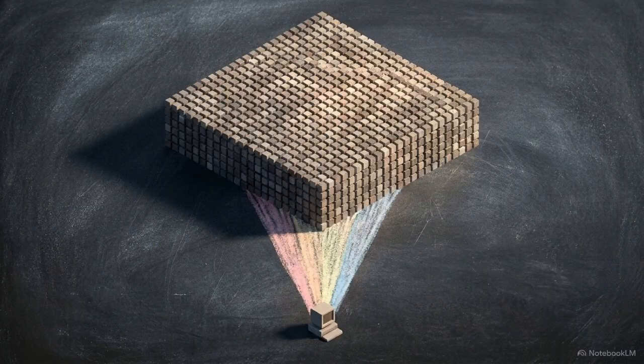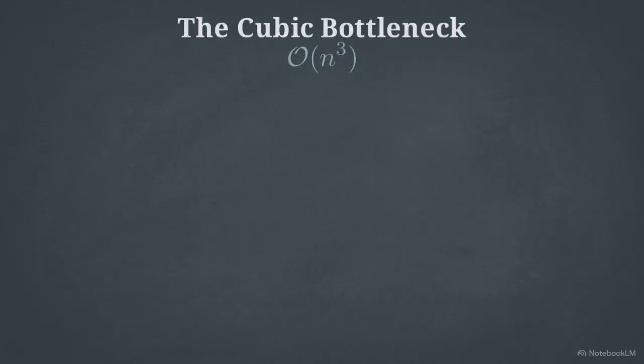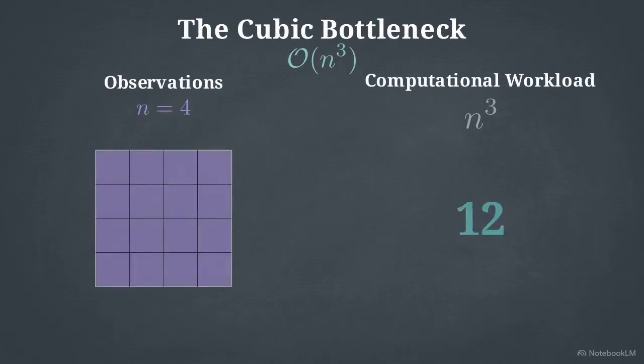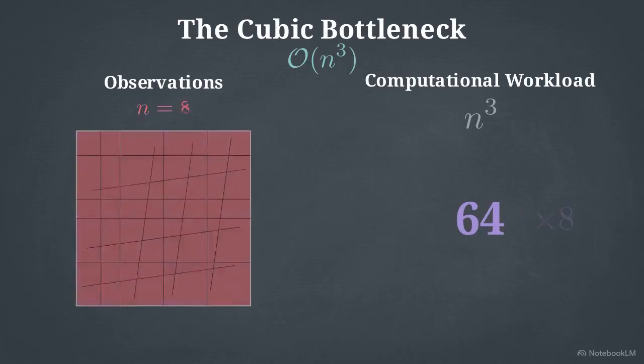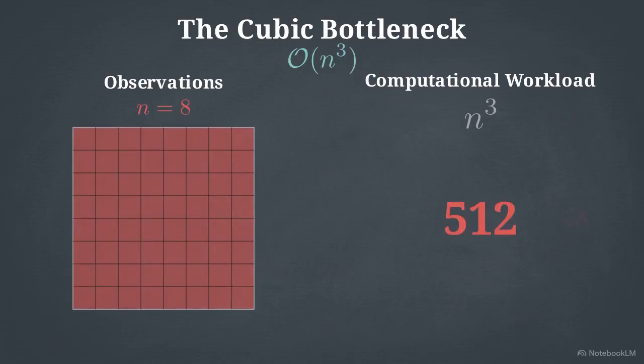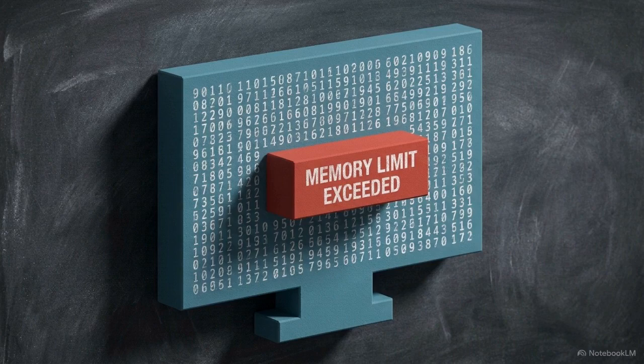Even with REML, we are still required to calculate the determinant and inverse of the covariance matrix. In an O of n cubed environment, simply doubling your number of observations doesn't just double your work, it multiplies it by 8. For large-scale spatial data, calculating the exact likelihood is impossible. We have to use structural approximations to the matrix itself.